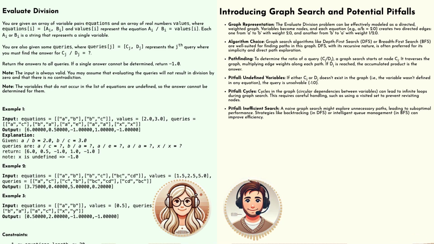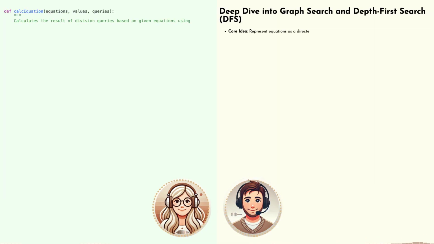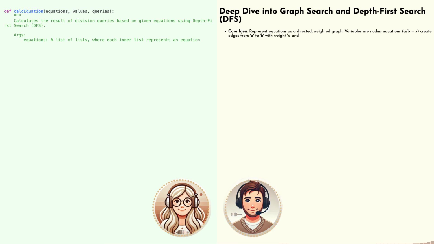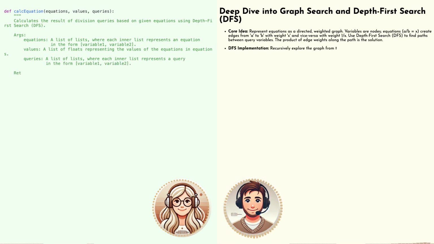Tell me, when you first encountered this problem, which solution clicked for you first? For me, it was the graph search approach. Really? It's very intuitive because it mirrors how we naturally solve the problem, connecting the dots. But before we dive into that, are there any other pitfalls someone might stumble into with the brute force method? That's a good point.